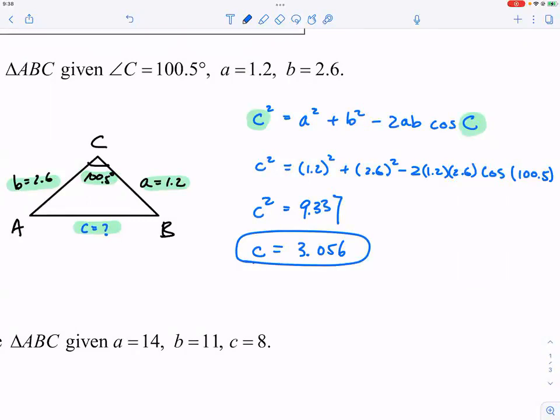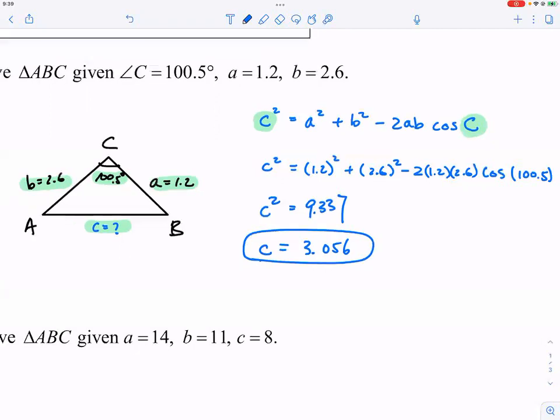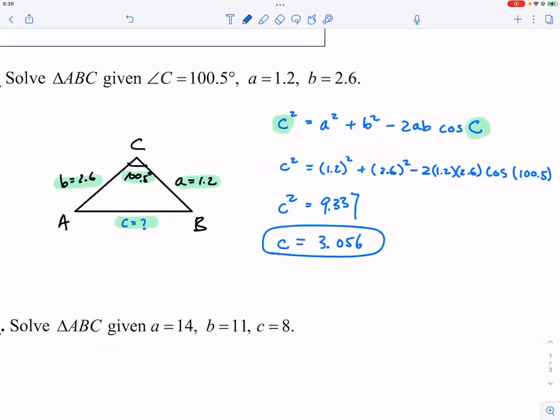Can you all get the same number? Okay, make sure that your angle is in degree mode. Okay. So now we have side C. Any question on using the law of cosines?